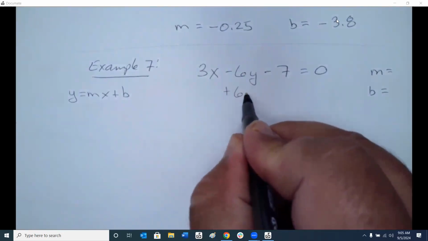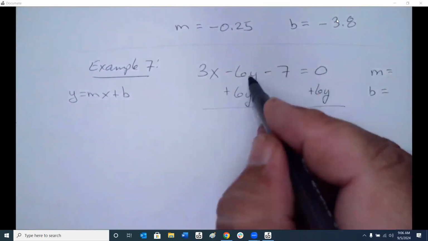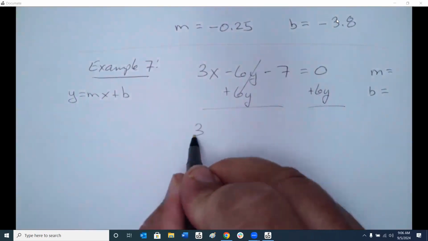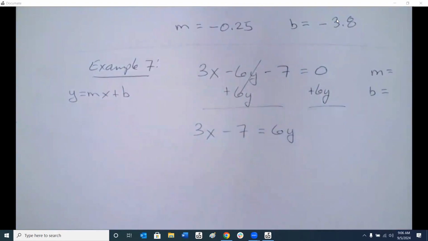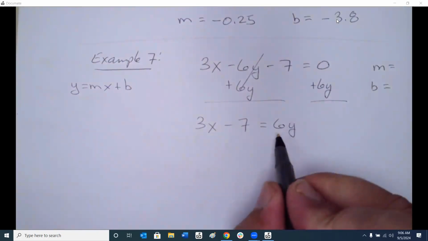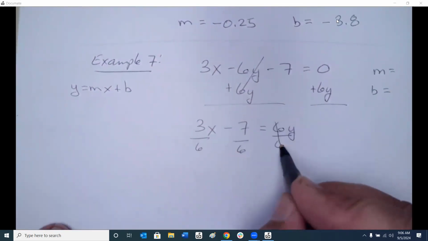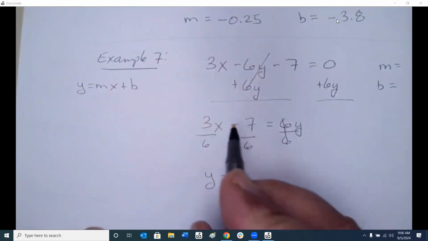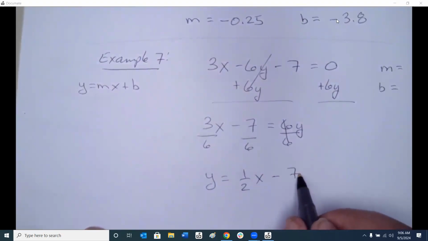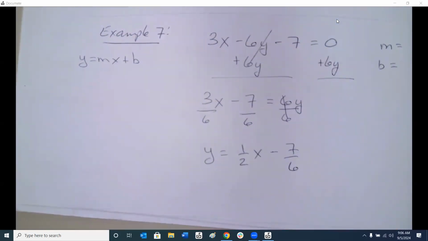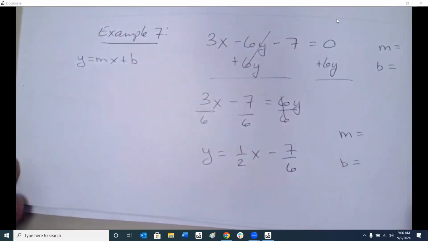Let's just move the y value. So we have 3x minus 7 equals 6y. Divide each term by 6. So we get y equals 3 divided by 6 is 1/2 x minus 7/6. So now what are my slope and y-intercept?